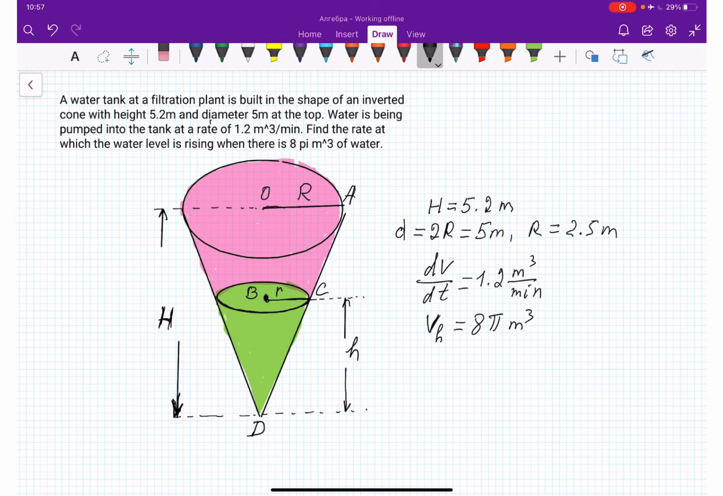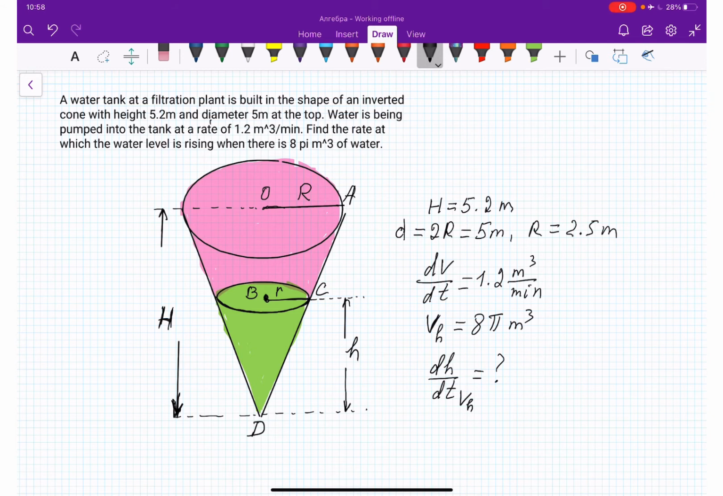So we need to find dh by dt when h is equal, we don't know. We need to find out this h. I will put this way, dh by dt for V of h, 8 pi meter cubed. And this is our question mark.